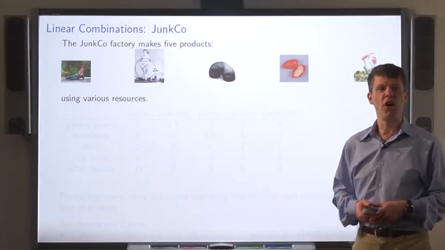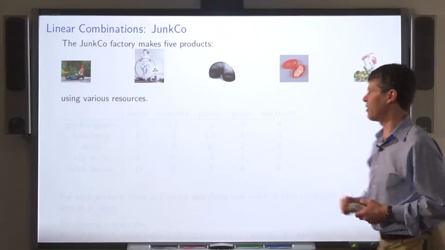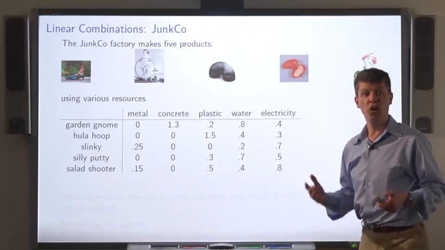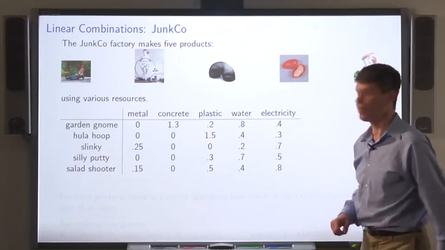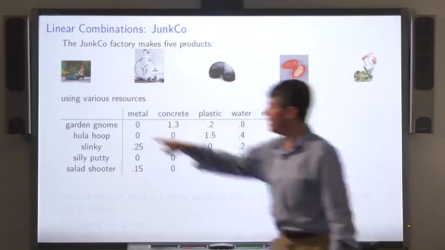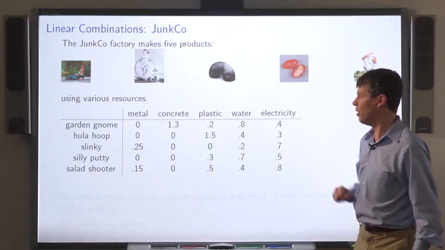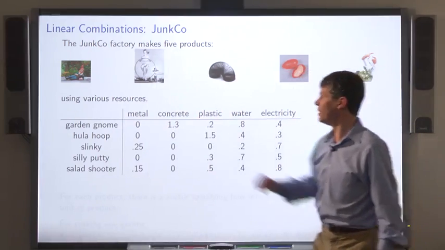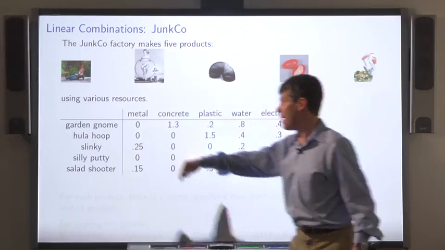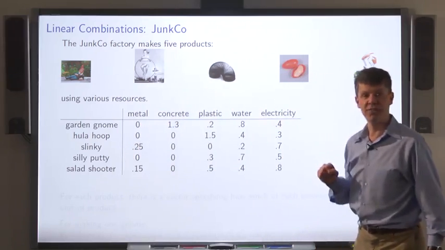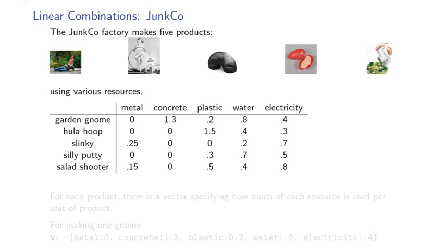There's a factory called Junko that makes a bunch of products. A garden gnome, a hula hoop, and so on. Here's a table that specifies for each product how much it uses in each of 5 resources. For example, making a garden gnome takes 0 units of metal, 1.3 units of concrete, and so on.